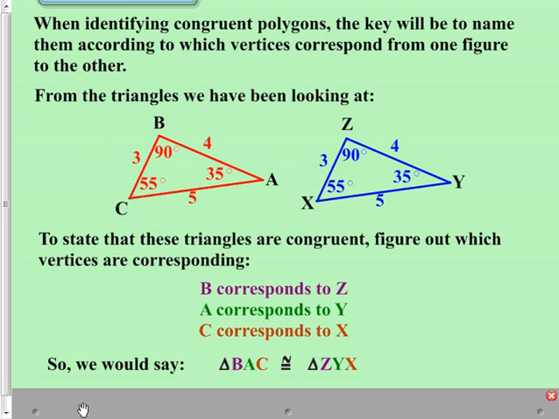Now, did we have to start off with the B and then go to the A and then go to the C? No, we didn't. But since we picked it in that order for this particular example, then the order for the blue triangle must be Z, Y, X. So again, you can pick it in any order you want for the first polygon, but however you list the vertices for the first polygon, you must list the vertices in exactly the same corresponding order for the second polygon.